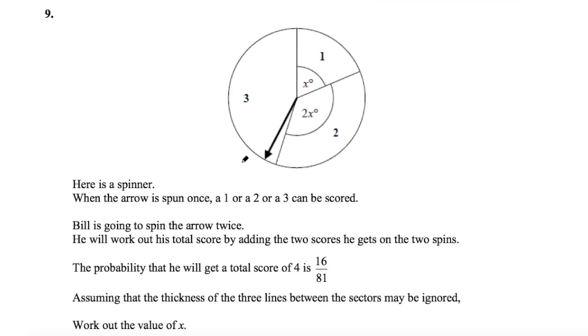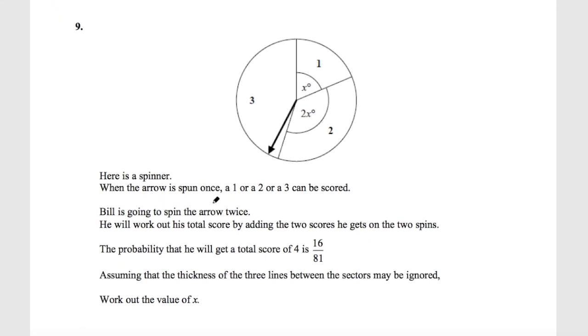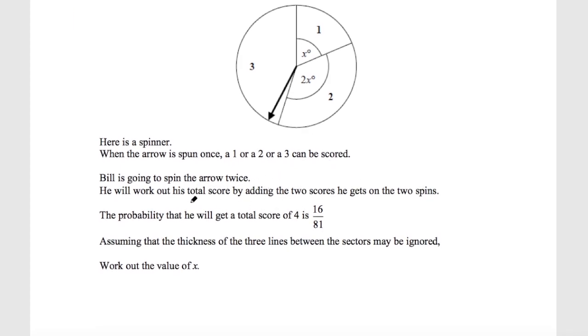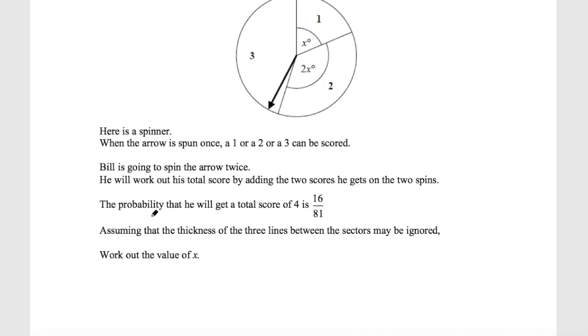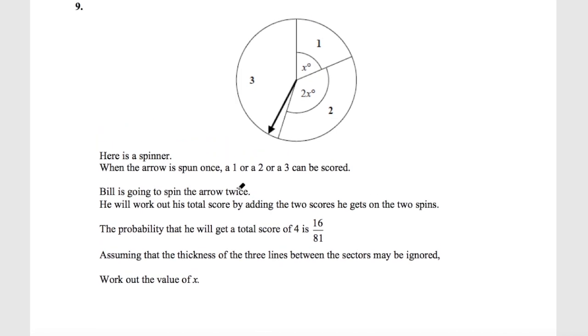Okay, on to question 9. Question 9 says, here's a spinner. When the arrow is spun once, a 1 or a 2 or a 3 can be scored. Bill is going to spin the arrow twice. He will work out his total score by adding the 2 scores he gets on the 2 spins. The probability that he will get a total score of 4 is 16 over 81. Assuming that the thickness of the 3 lines between the sectors may be ignored, work out the value of x.